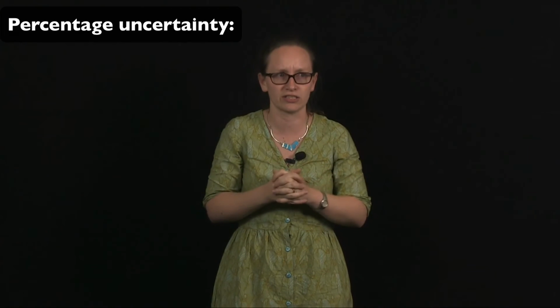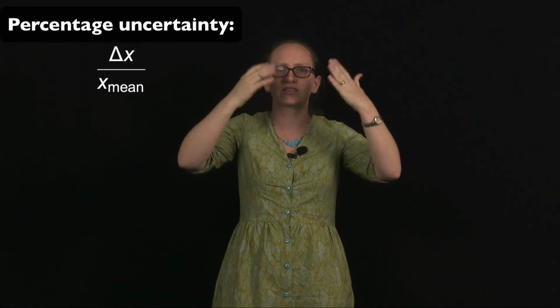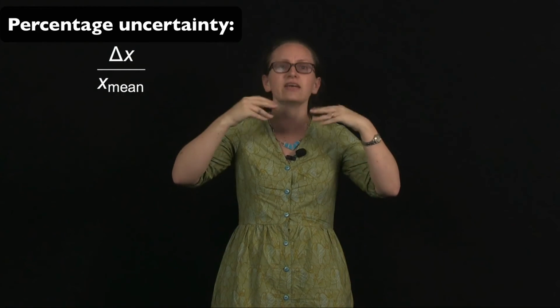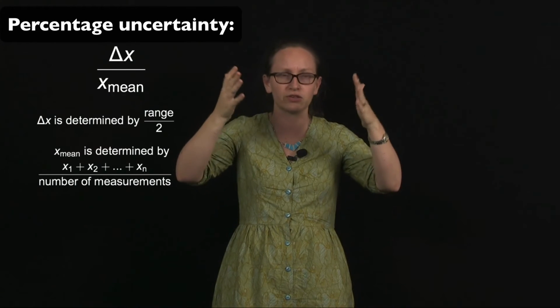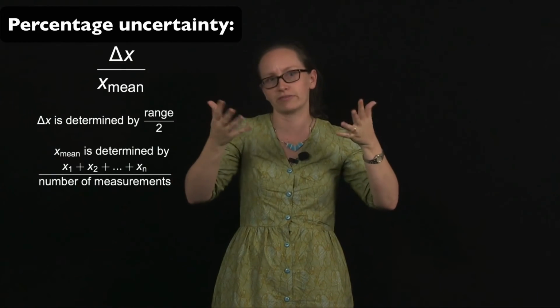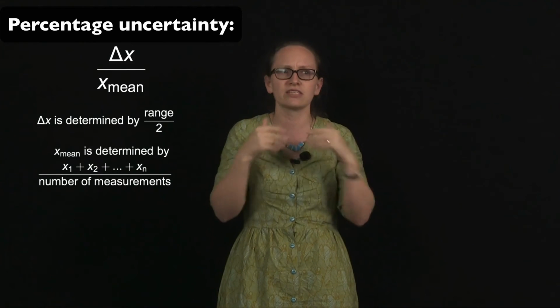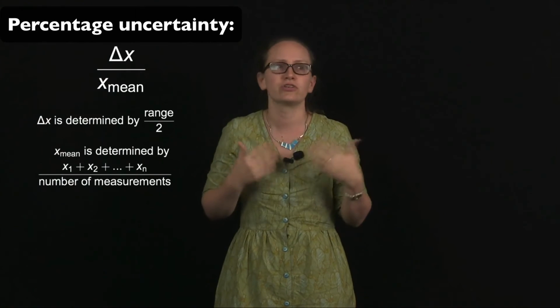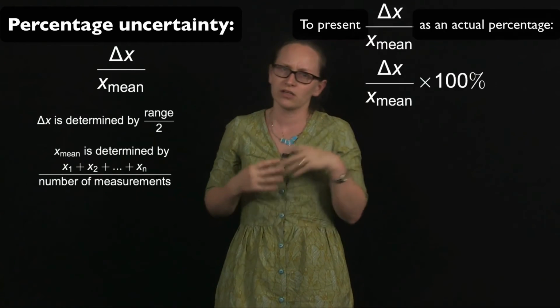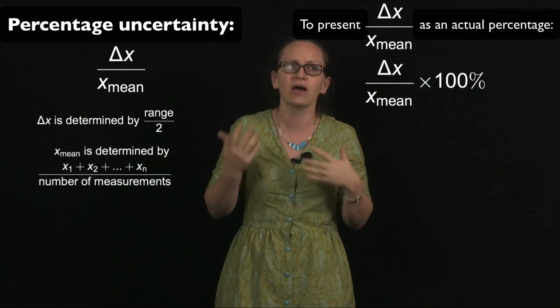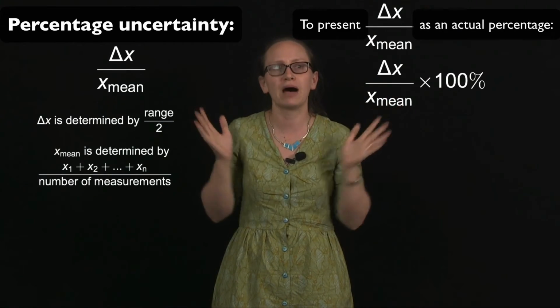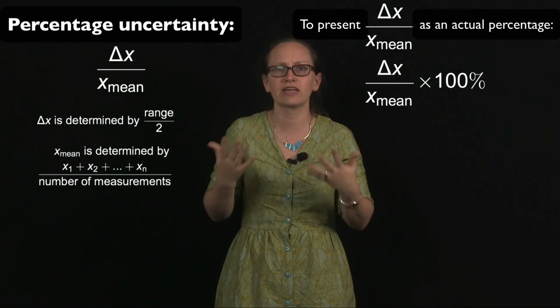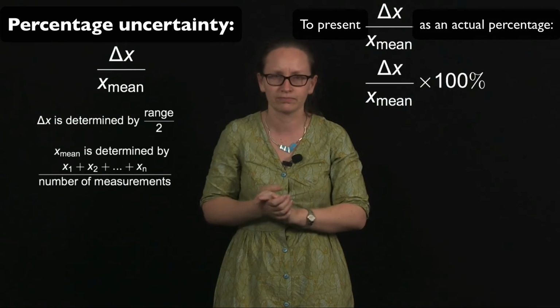The other way to present an uncertainty is as a percentage uncertainty. The percentage uncertainty is calculated by dividing the absolute uncertainty, gotten by using the range divided by 2, by the value, which comes from the mean of the values that you've measured. So this gives you the percentage uncertainty. If you want to present it as an actual percentage, you then need to multiply it by 100. The percentage uncertainty can be useful as a step along the way when you're combining different uncertainties. We'll be looking at that in future videos.